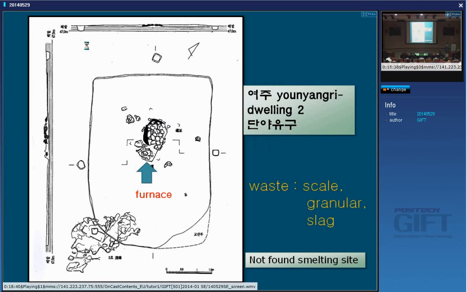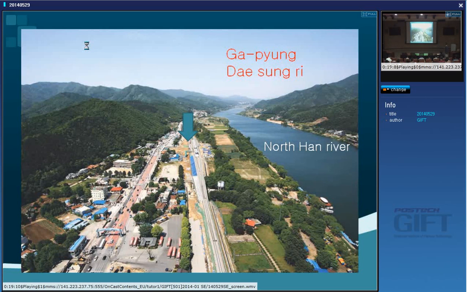And this is one sample, the Yeoju Yeonhyangri site. This is the pit house, and this is a horse, and one more horse is the furnace. Near the furnace, we found the waste as scale and granular slag. And at this settlement site, we couldn't find the smelting site. Yes. One more sample is the Gapyeong Daesongri.